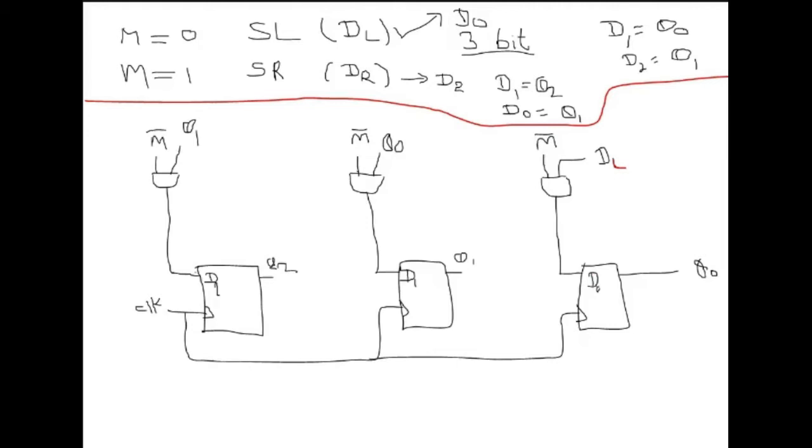Next, we need to make a shift right operation. For shift right, we need to connect the input toward the leftmost flip-flop. So now DR should be connected to D2 when M is equal to 1.